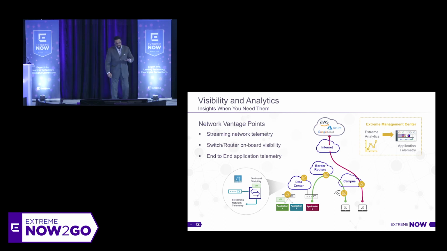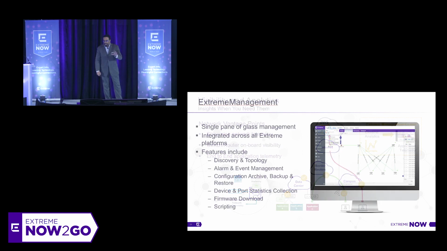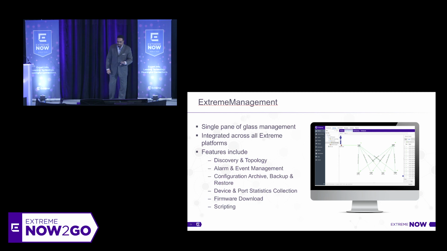And lastly, there is end-to-end application telemetry. It allows us to look at applications' performance, give context to applications, who's using it, where they're using it, how much bandwidth, and look at all aspects of the application end-to-end. This can be done across your network using the Extreme Data Center portfolio, whether it's within the data center, across the border routers, or into the cloud. We talked about Extreme Management Center providing that single pane of glass for full management and visibility into your network, so I won't spend much time here.